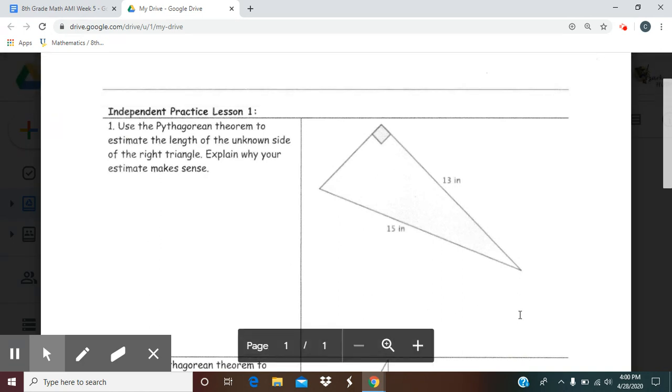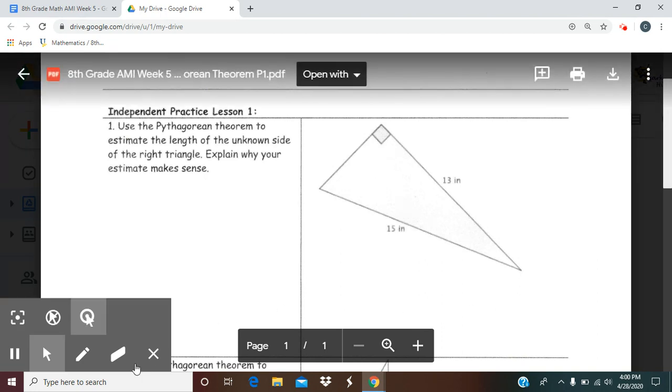So let's take a look at the first question from this lesson. We're going to start with number 1 and go from there. Number 1 says, use the Pythagorean theorem to estimate the length of the unknown side of the right triangle. Explain why your estimate makes sense. So the first thing I'm going to do is write down the theorem for myself.